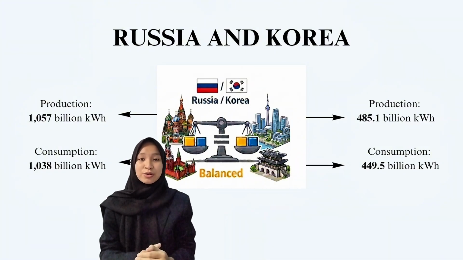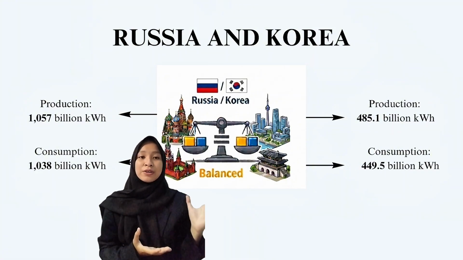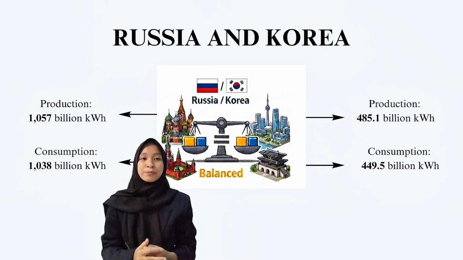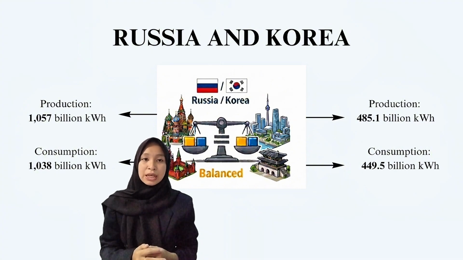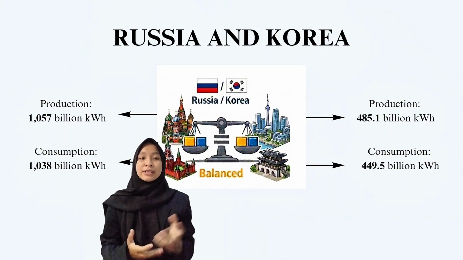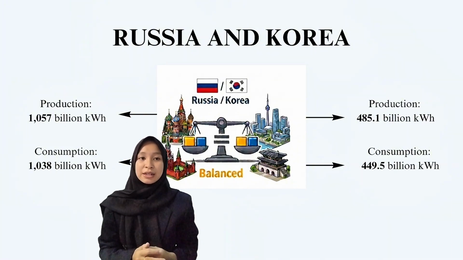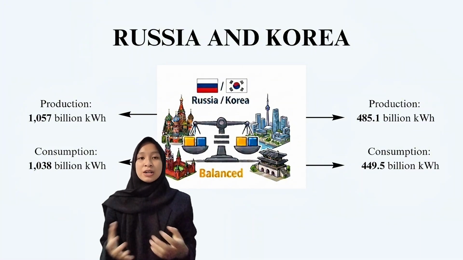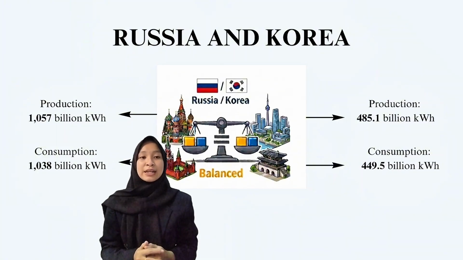South Korea also shows relatively balanced electricity figures. The country produces approximately 485.1 billion kilowatt hours and consumes around 449.5 billion kilowatt hours. Consequently, the gap between production and consumption remains relatively moderate. Furthermore, the balance symbol and similar bar height visually represent the stable electricity condition in Korea. Therefore, Korea demonstrates effective electricity management and balanced energy usage.